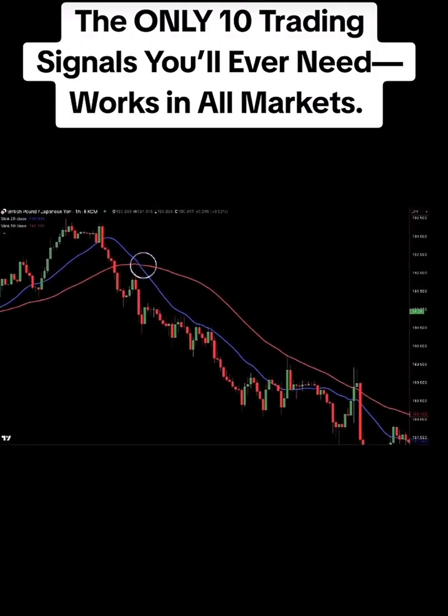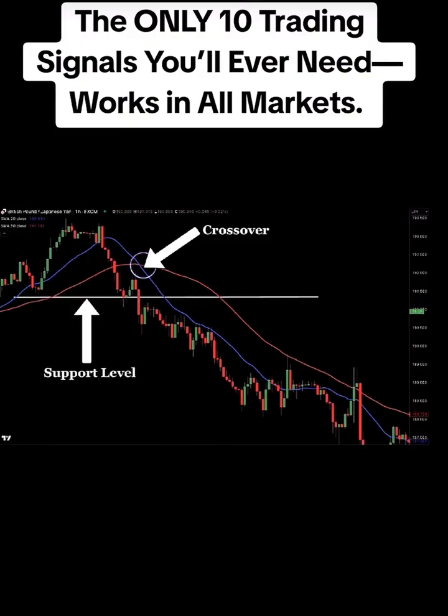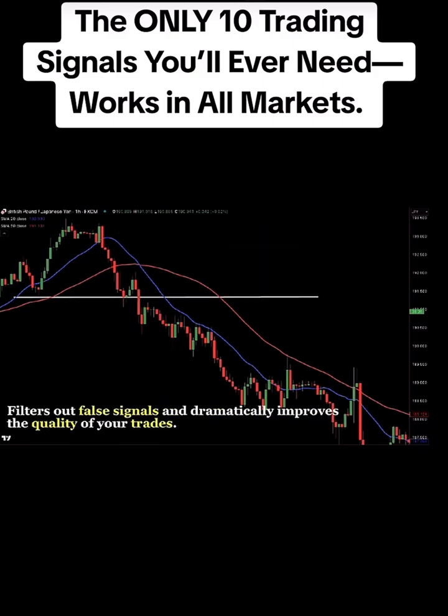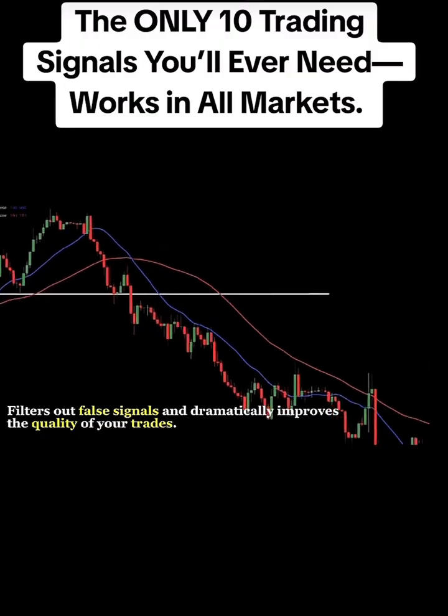Now, let's look at another example. This time, the 20 simple moving average crosses below the 50 simple moving average, giving us a bearish crossover signal. Again, we identify a support level beneath the price and we wait for the breakout. After the support is broken, we get our confirmation, and that's our signal to enter the trade. Look at what happened next. As expected, the market continued moving strongly in our favor. Combining the crossover with support and resistance breakouts filters out false signals and dramatically improves the quality of your trades.